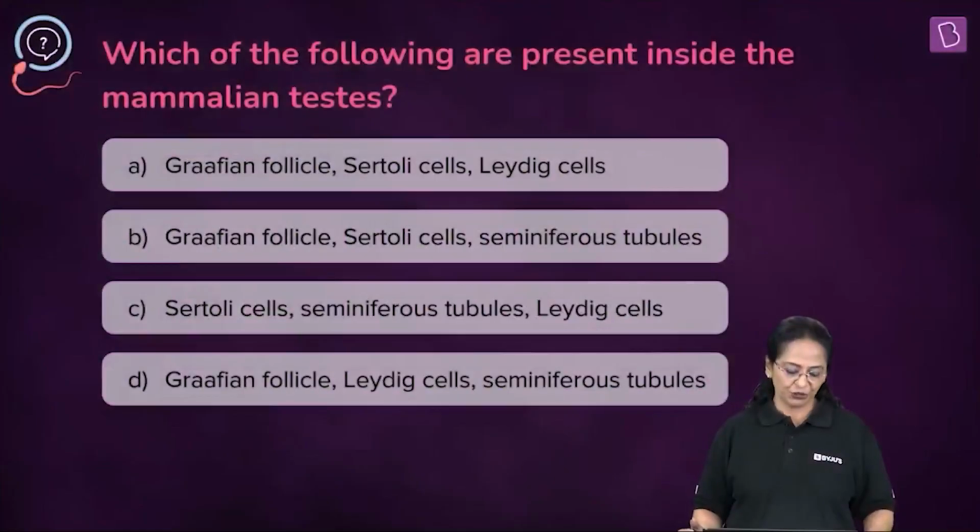A new question for you. Which of the following are present inside the mammalian testis? A. Graafian follicle, Sertoli cells, Leydig cells. B. Graafian follicle, Sertoli cells, seminiferous tubules. C. Sertoli cells, seminiferous tubules, Leydig cells. D. Graafian follicle, Leydig cells, seminiferous tubules.